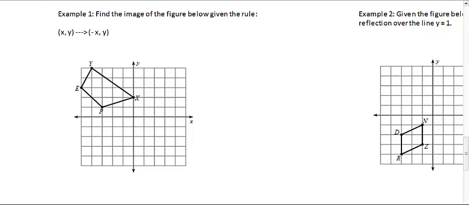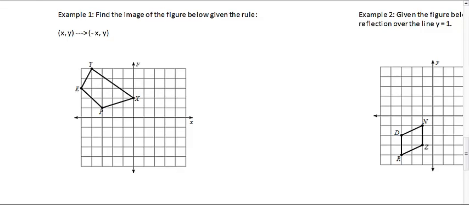Alright, so looking at example 1 here, it's given us the rule. So really we don't need to know what kind of reflection this is, or even if it is a reflection to do this, because all it wants us to do is find the image. But let's take point Y, for example, up here at the top. It is at the point (-4, 5). So according to this rule, the x needs to be multiplied by negative 1, and it should land at (4, 5). That would be our point Y prime.